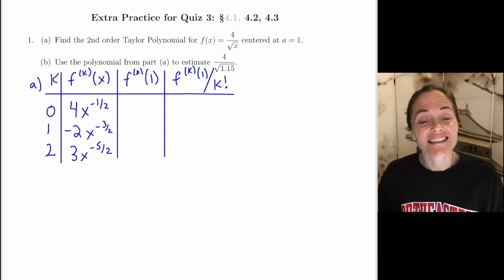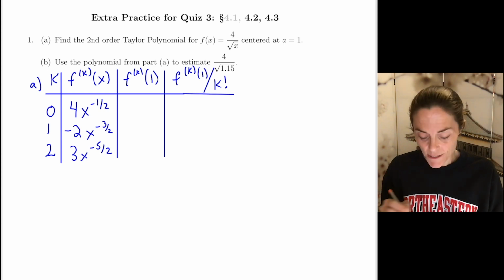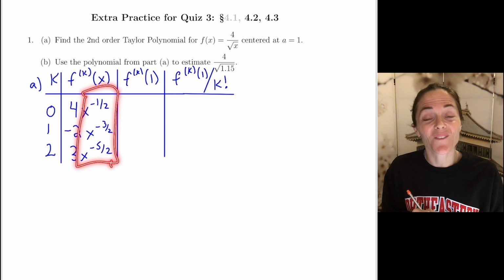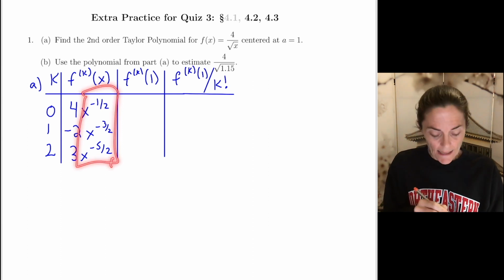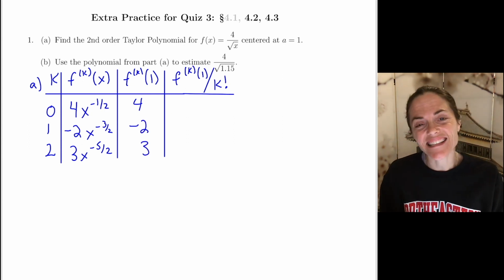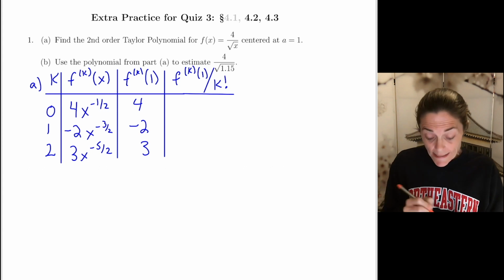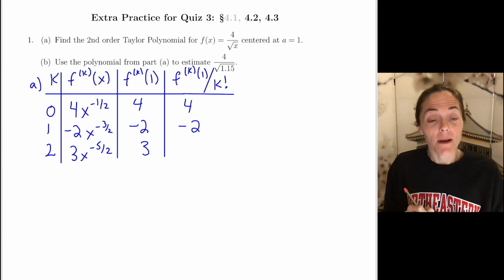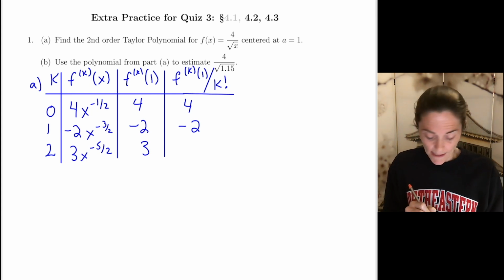Okay. The second column, evaluate at the center. Well, all of these with the center is 1. 1 to any power is 1. And so I just get 4, negative 2, 3. And the final step, divide by k factorial. 0 factorial is 1 and 1 factorial is 1. But 2 factorial is 2. It's 2 times 1. So we have 3 over 2.